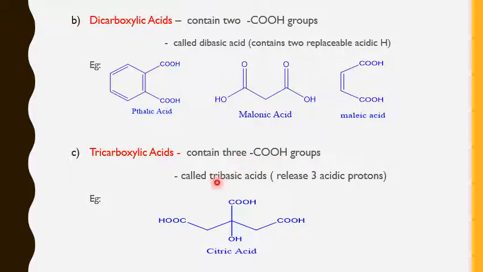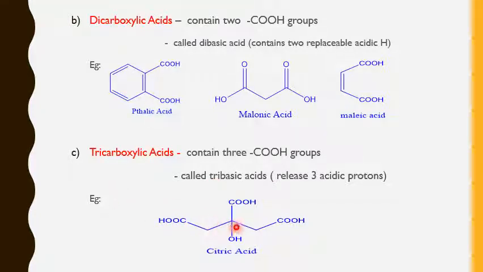Therefore it is called tribasic, whereas dicarboxylic is called dibasic, because it can produce only two H plus ions which can satisfy the two OH minus from two bases. So remember, mono is called monobasic, dicarboxylic acid dibasic, tricarboxylic acid tribasic. It explains the acidic character in terms of basicity.